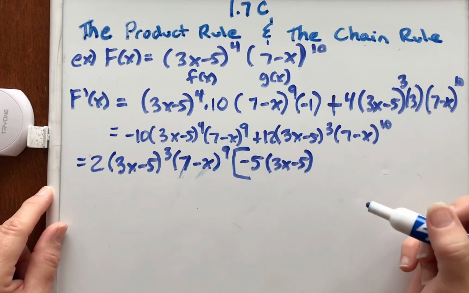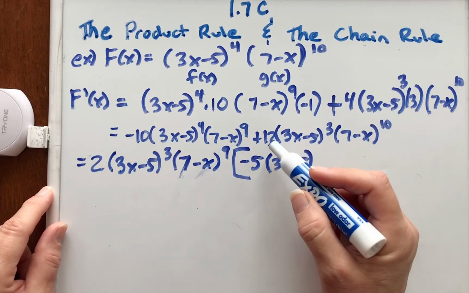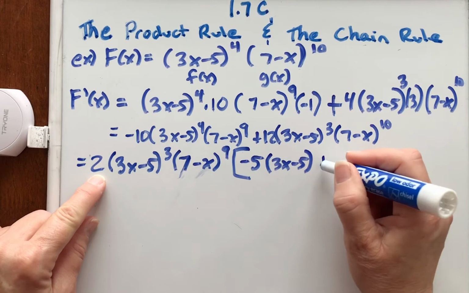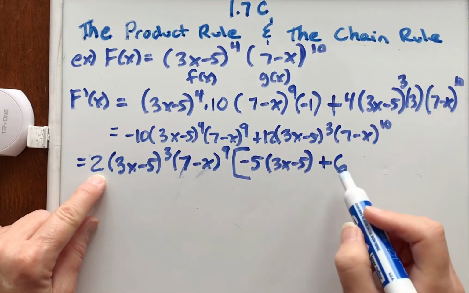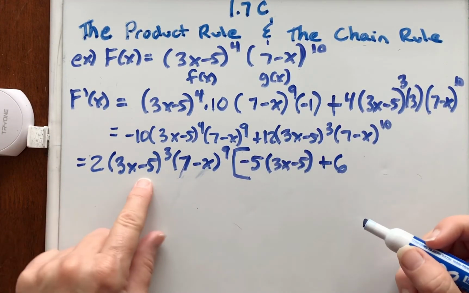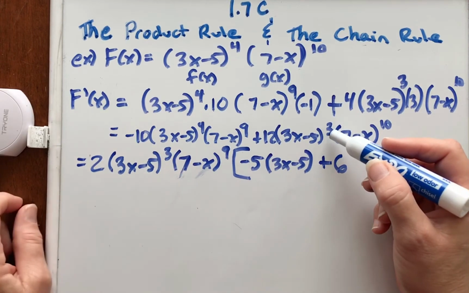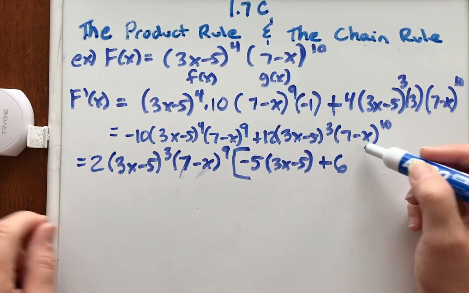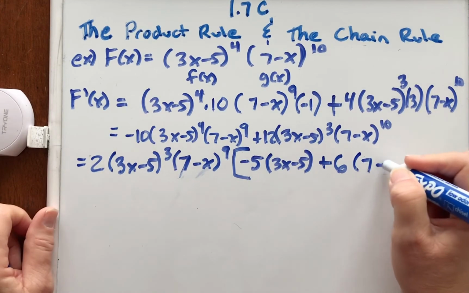Okay, let's do the next one. Here we have a 12. So what are we going to need to make a 12? 2 times 6 is 12. Here we have a 3 and we already have a 3, so we don't need that. Here we have a 9 and we have a 10, so we need one of these, 7 minus x.